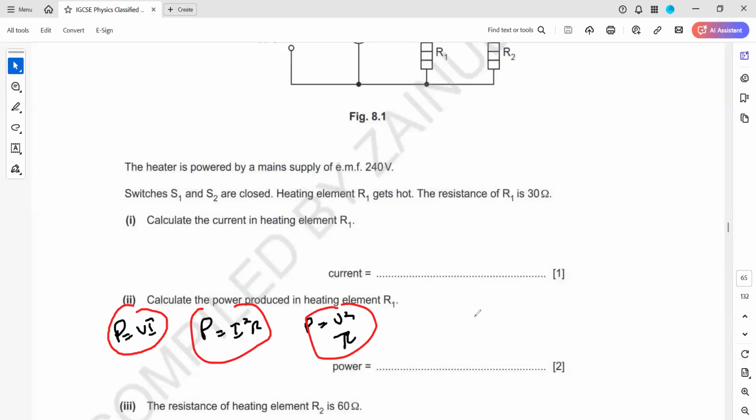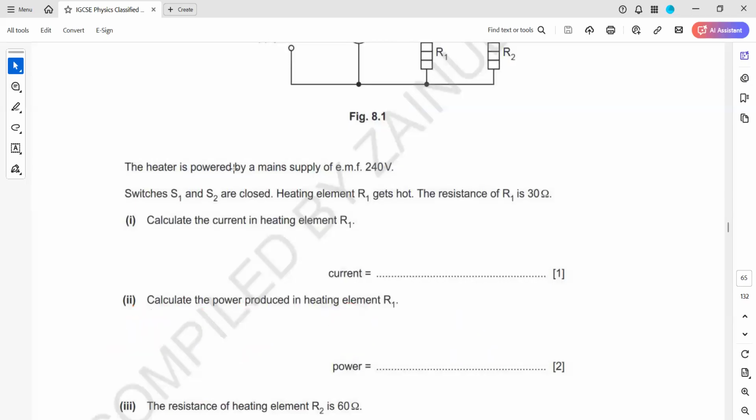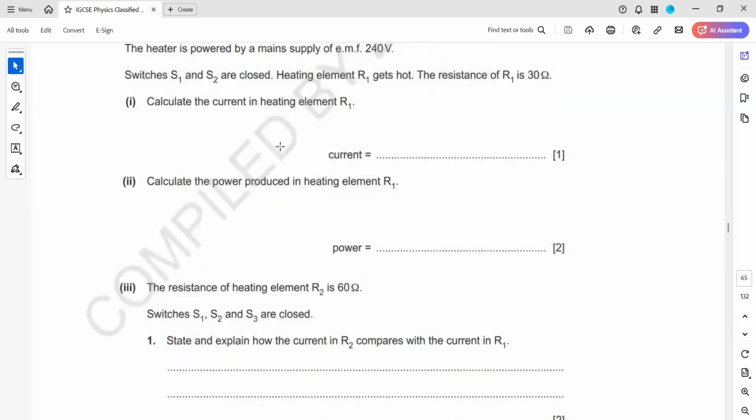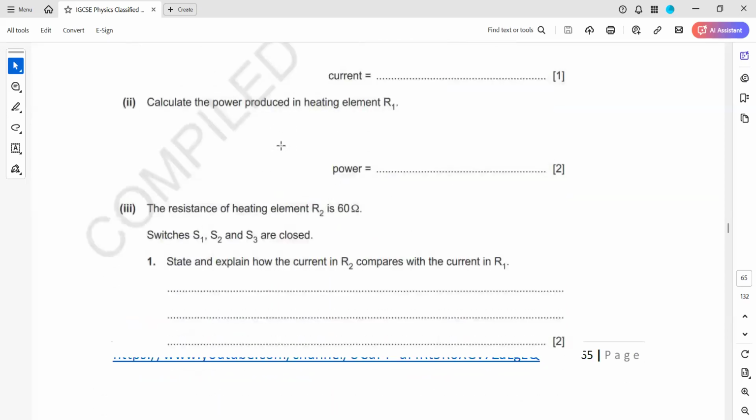So the voltage is 240 and the current is 8. So 240 multiplied by 8. What's the answer? 1920, and the unit is watt. Marking scheme answers are rounded off, so you will write 1.9 exponent 3, that is 1.9 times 10 to the power 3.